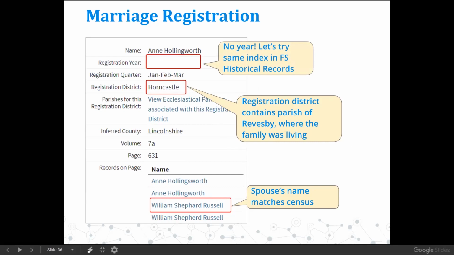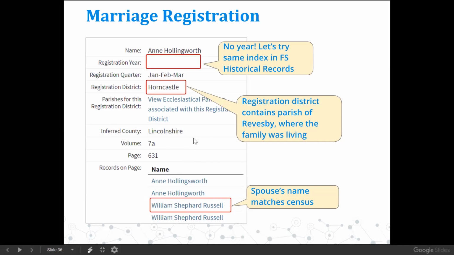wasn't. I have to admit, I don't think I've ever seen this before. What are the chances, right? I'm doing a webinar and the civil registration record that I look at has no year. Fortunately, FamilySearch Historical Records also has civil registration indexes. These are actually indexes to the actual marriage records. You have to pay to get the marriage records, but the indexes are free.